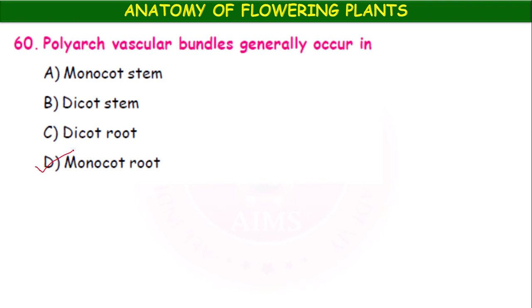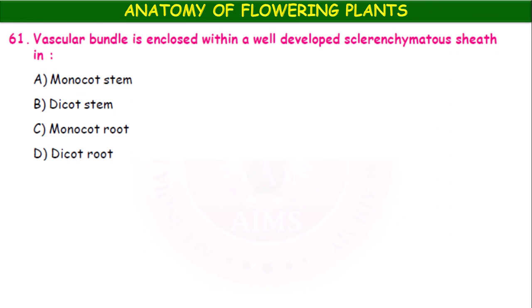In monocot root, the vascular bundle is enclosed within a well developed sclerenchymatous sheath. Monocot stem, monocot root, dicot root. The vascular bundle is enclosed in a sclerenchymatous sheath. Which one, children?